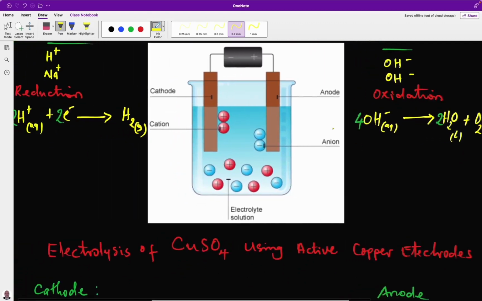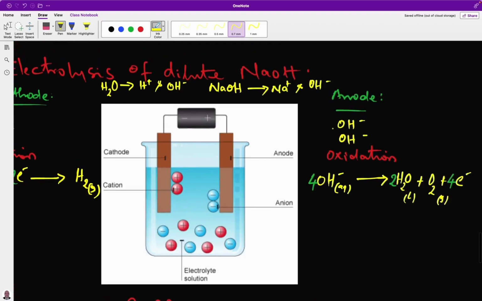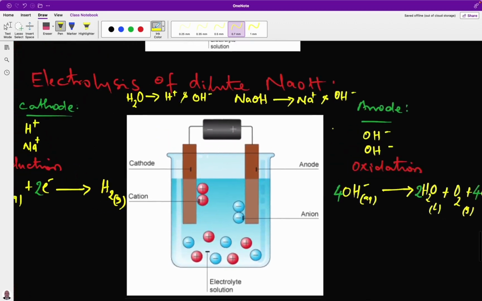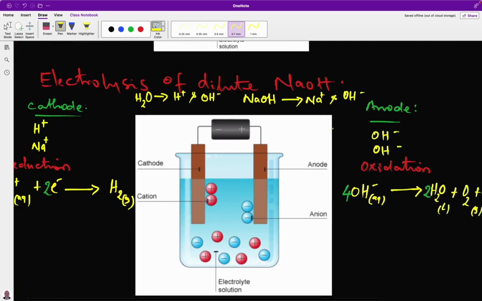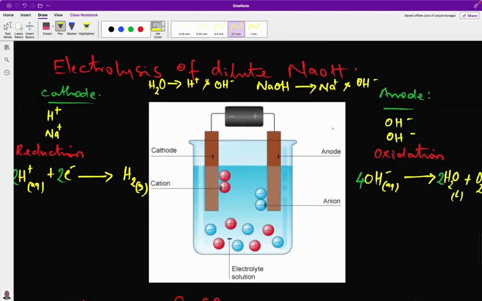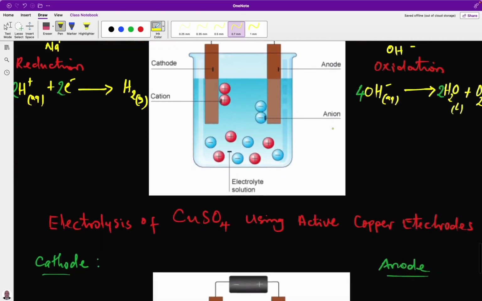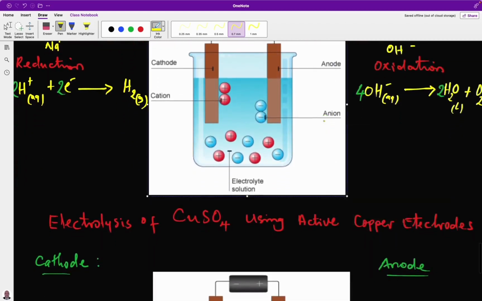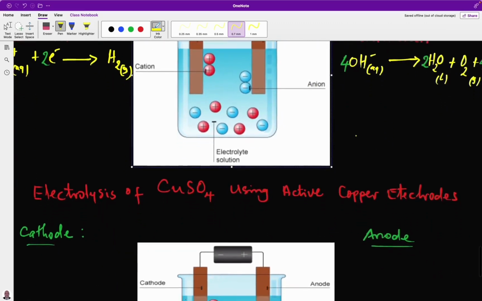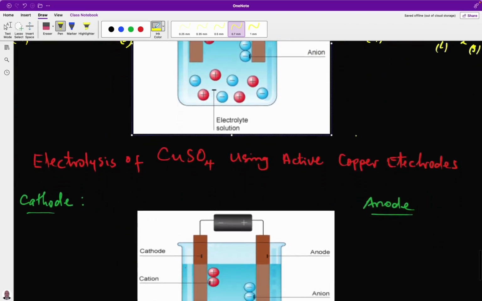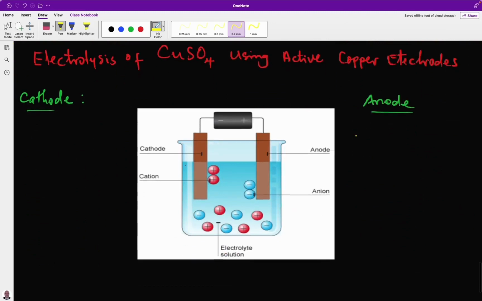Okay, that is how you can write your equation for this, electrolysis of dilute sodium hydroxide. It takes us to the next step, which is electrolysis of copper sulfate using active copper electrodes.